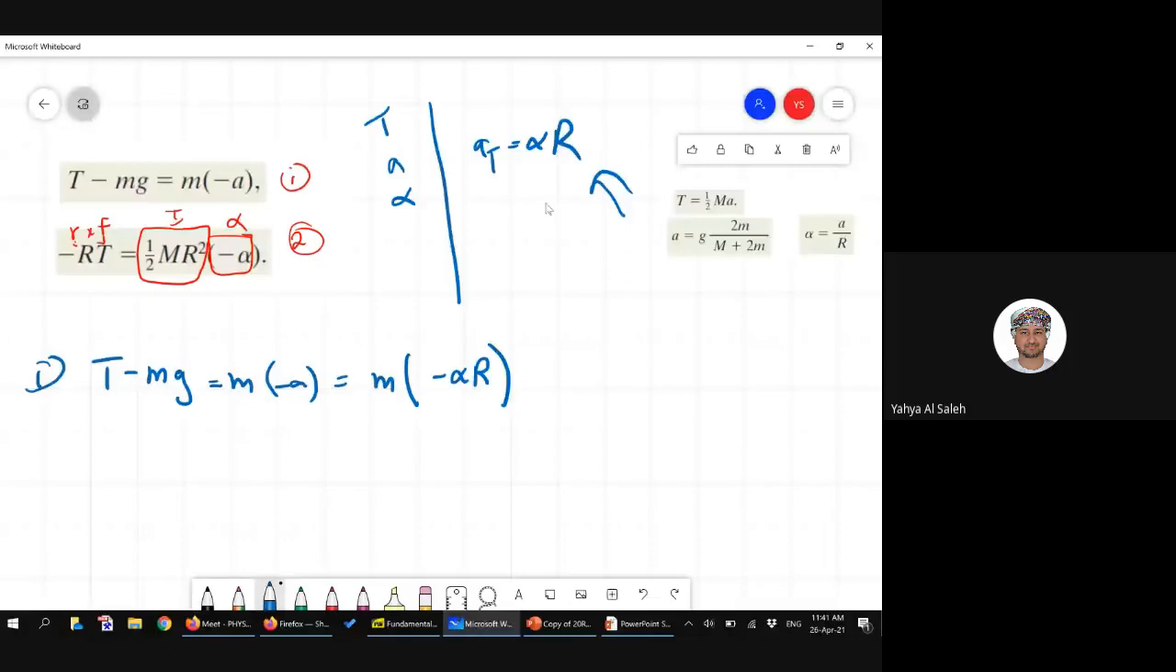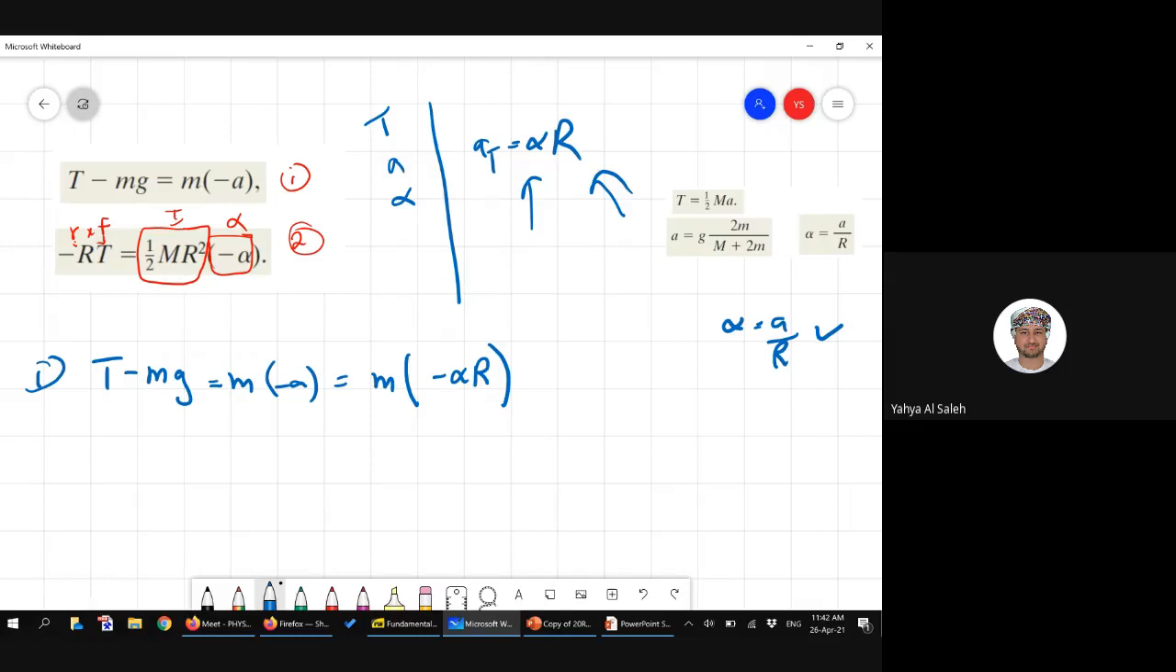So let's see. We want to know what the tension is to start with. First thing first, the easiest thing to find is alpha. It's A over R by definition from this equation. So alpha equals A over R. This is easy. Now, of course, the problem is we don't really know what A is. So this is not the most useful equation for us yet. To make it useful, we need to find what A is.